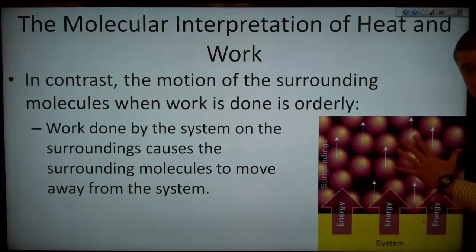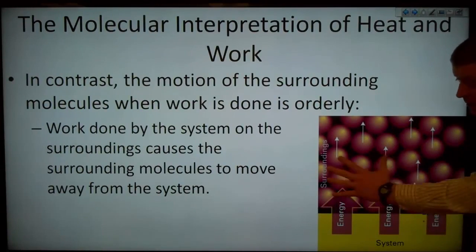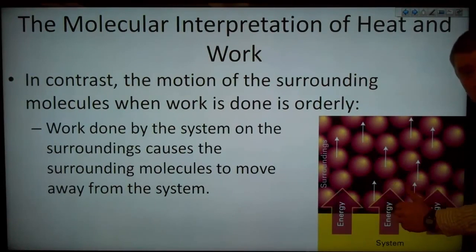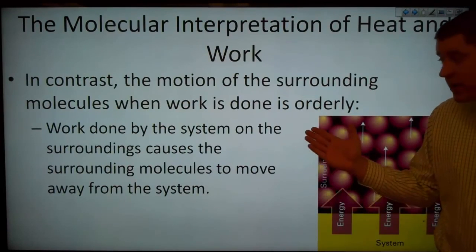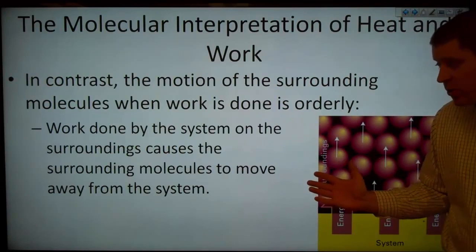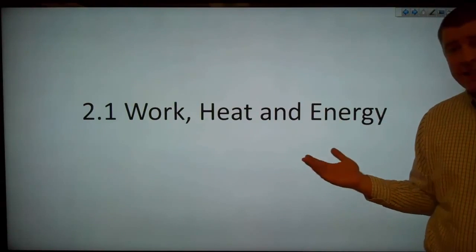Now, they're still going to retain whatever thermal motion they have. So there's still going to be some component in the, say, XY plane, but they're all going to be moving up in that Z direction. So work done by the system on the surroundings causes the surrounding molecules to move away from the system. So that was work, heat, and energy.